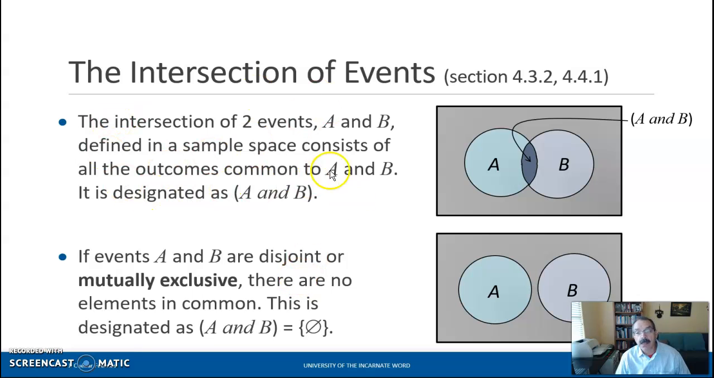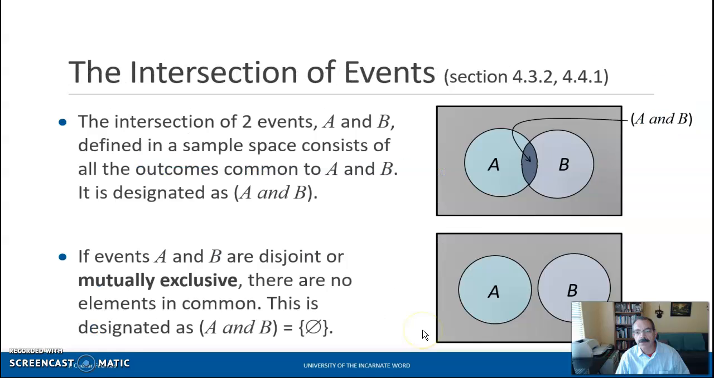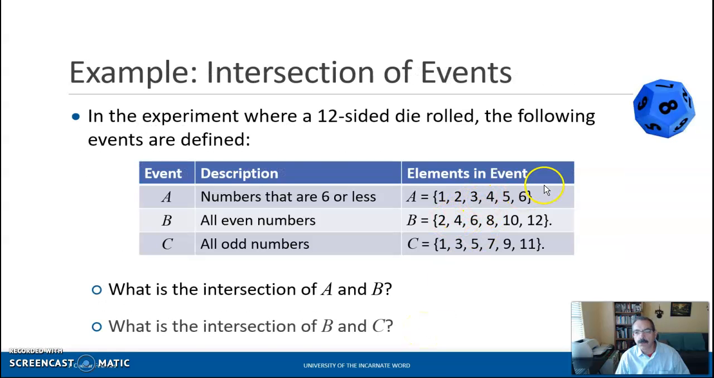All right, but this is the intersection of events. We're looking for whether there are common elements between events. Here's an example going back to the 12-sided die. In this case, event A is numbers that are 6 or less. Here are the possible outcomes: all even numbers, here are the even numbers, and all the odd numbers. So what is the intersection of A and B? Well, we need to look at A and B, and we see that the intersection contains 2, 4, and 6. So the intersection of this event will be 2, 4, and 6.